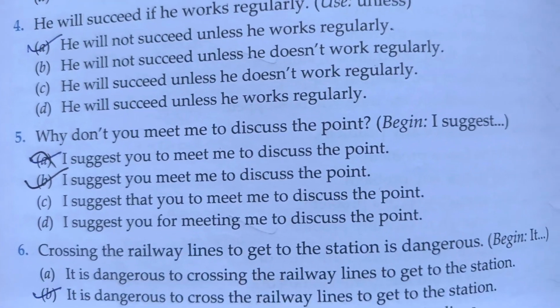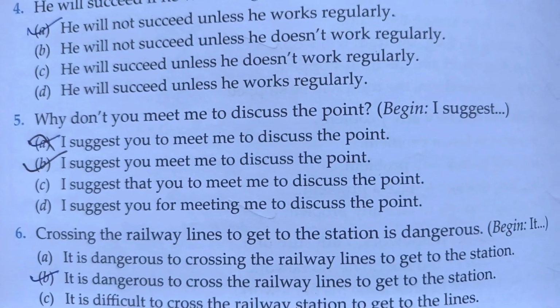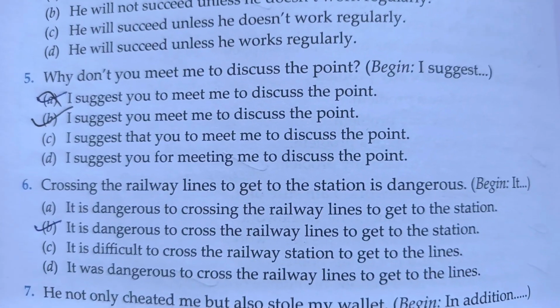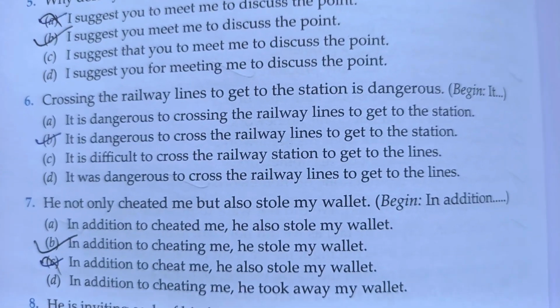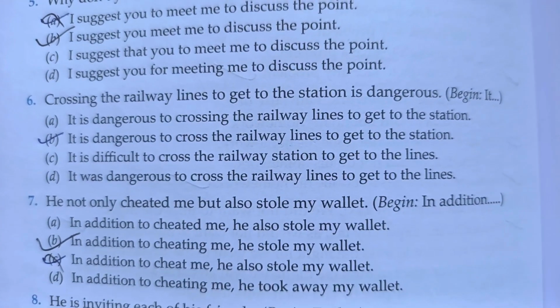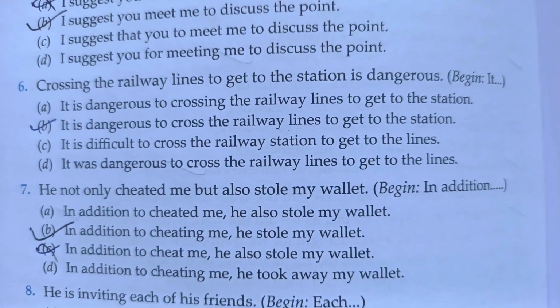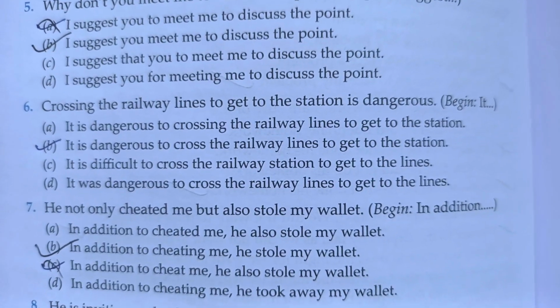Number 5, why don't you meet me to discuss the point? So here it begins, I suggest. So option B is correct. I suggest you meet me to discuss the point. Number 6, crossing the railway lines to get to the station is dangerous. So option B is correct. It is dangerous to cross the railway lines to get to the station.